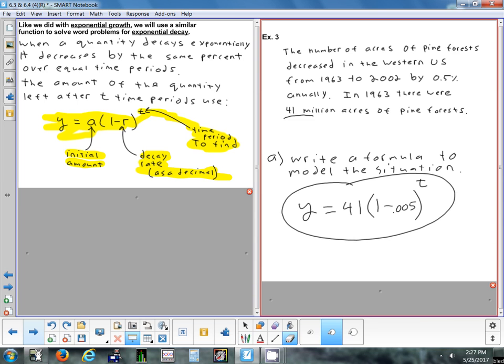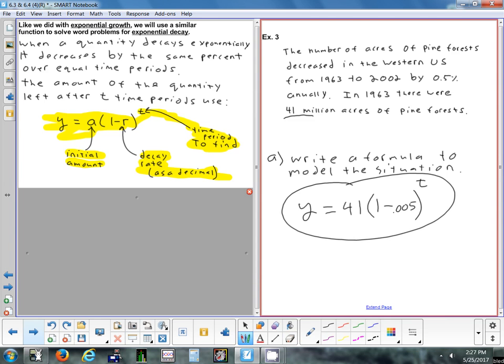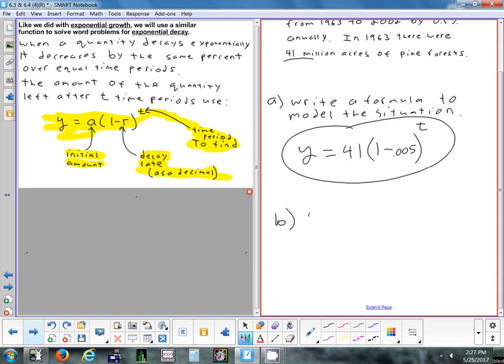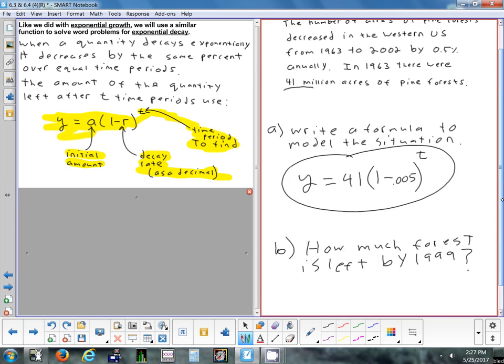Okay, I want to figure out how much forest would be left in, somebody pick a year between 1963 and 2002. 1999. Okay. So part B. How much forest is left by 1999? What do you have to know? What do you have to figure out? There's a letter in the formula you have to know.